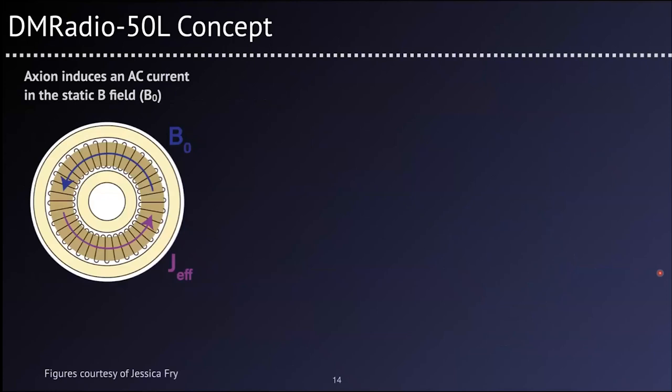Now, I'd like to just walk you gradually through the process by which DM Radio 50 liter will work. It requires a bit of visualization, so I have a few diagrams here. The first part of the process is that an axion induces an AC current in a static applied magnetic field. So this is this term B naught. The static field is applied by the toroidal magnet, and then you have your effective current induced by the axion oscillating within that region as well.